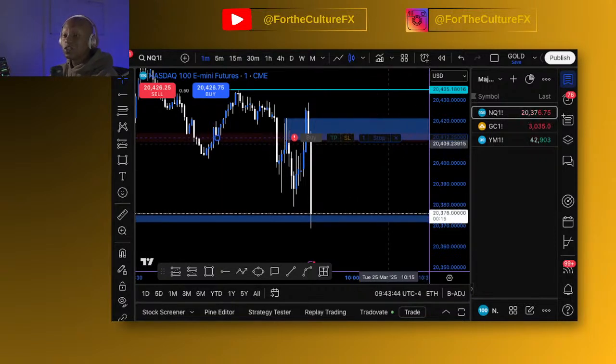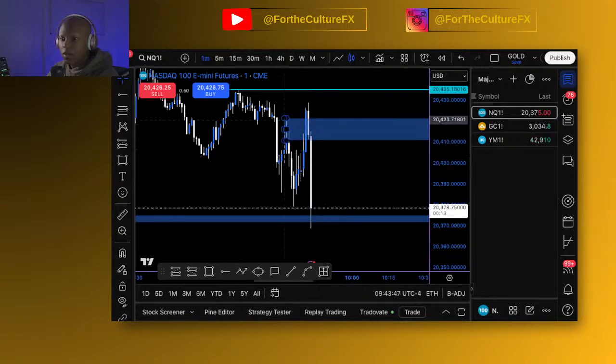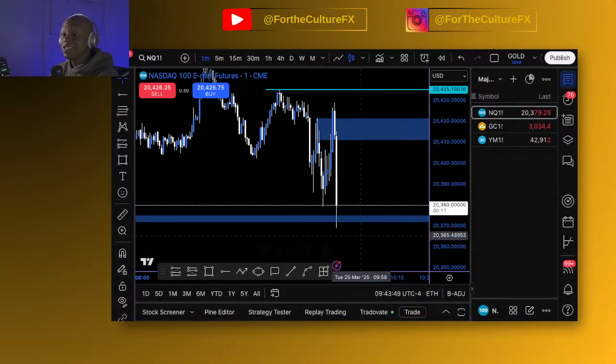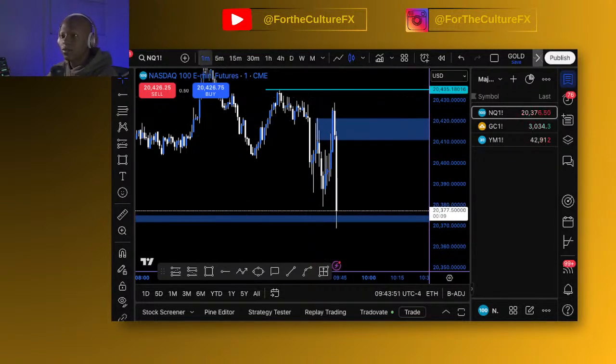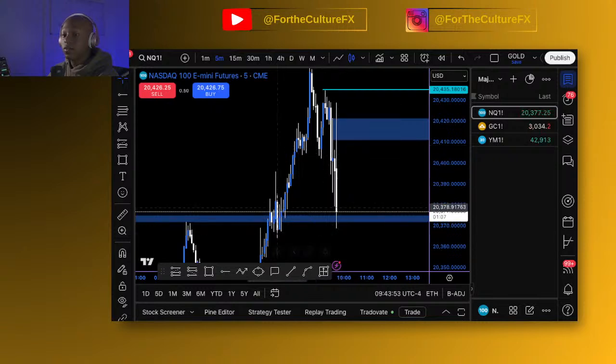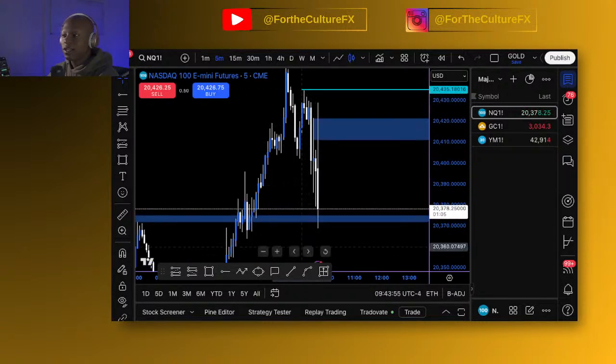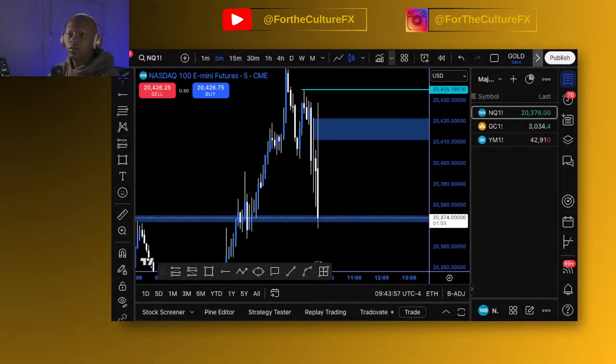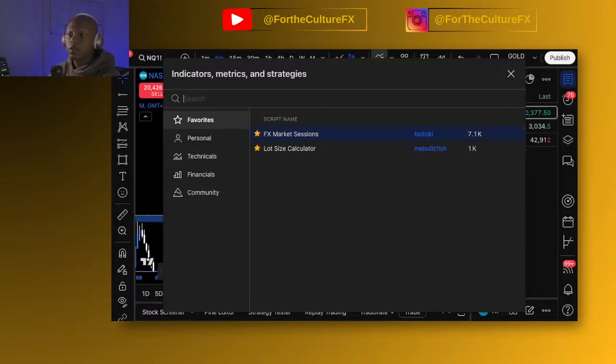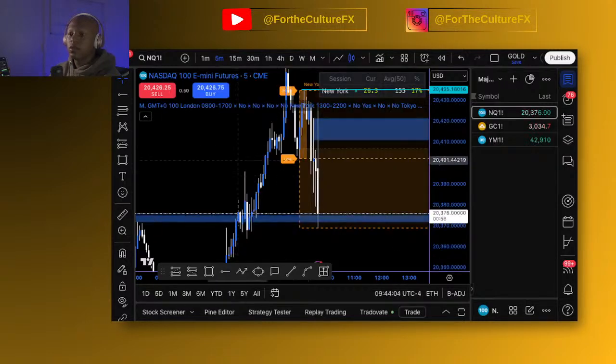And we got a sweep of the low. So that just confirms that price is still in a bearish trend. We just swept this low here. We don't want to see this. So we had our high get taken out, our low get taken out here. Let's pull up the market sessions. And a huge spike here.